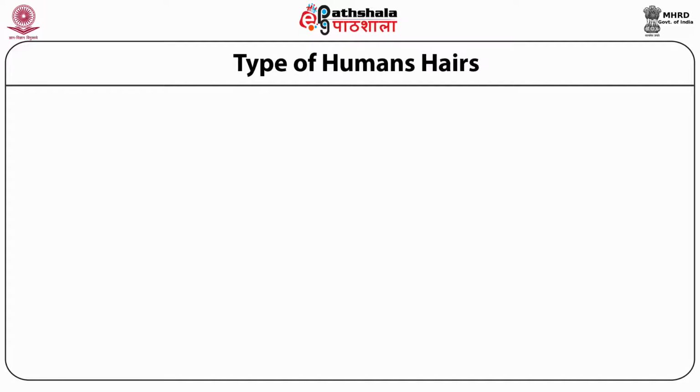So students, now I will tell you about the different types of human hairs. Head and body hair of humans is classified as intermediate hair, combining the characteristics of bristle and wool hairs. Four types of hair appear on the bodies of humans.